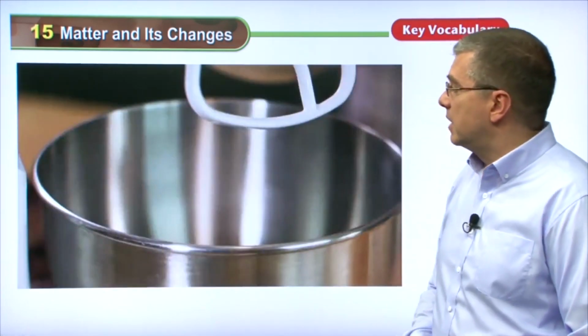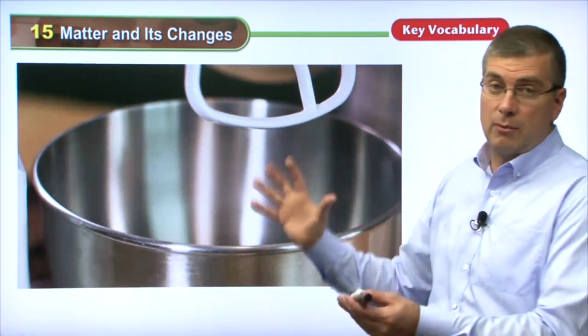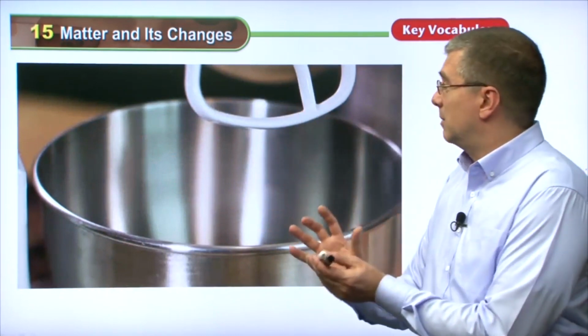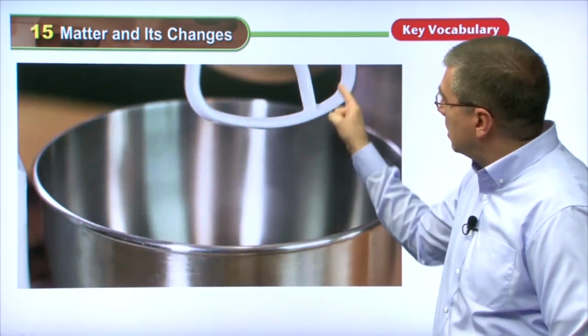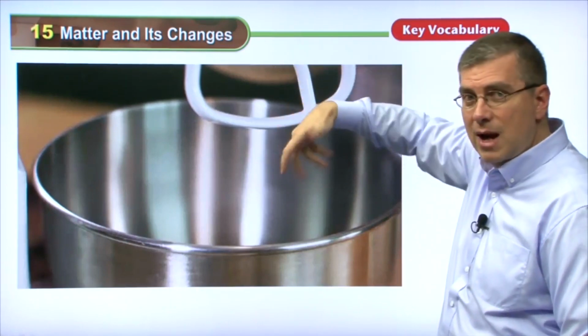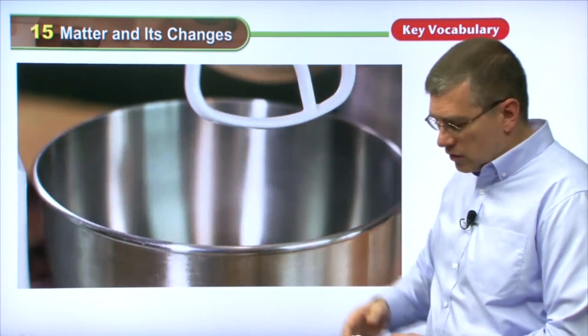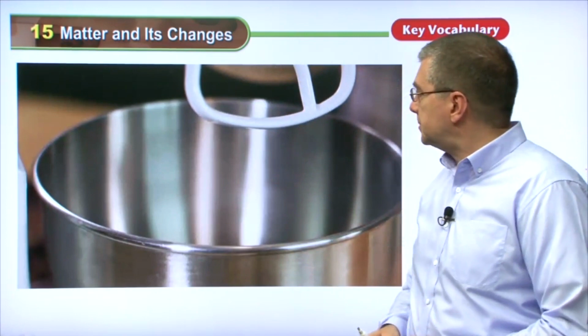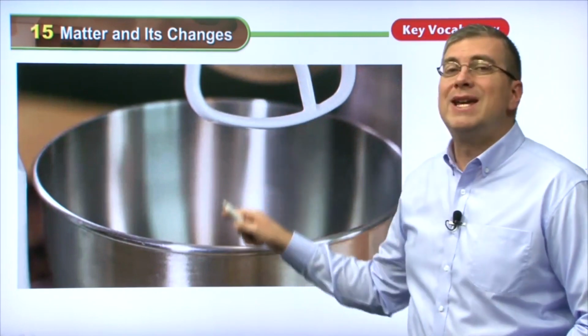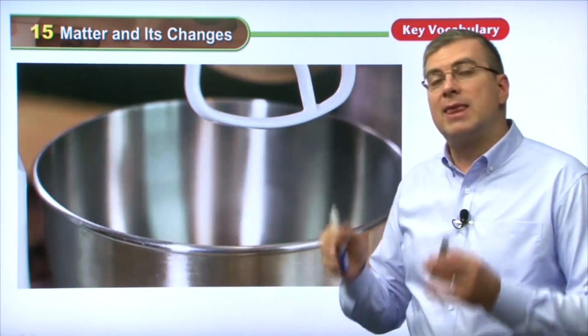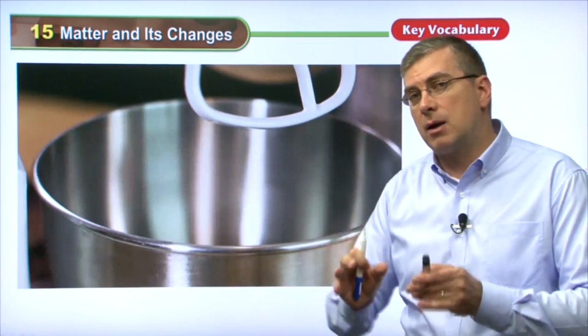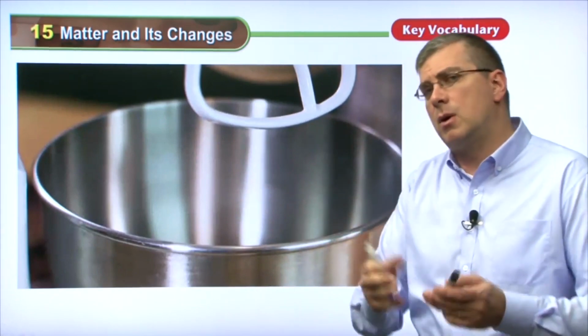In this case, we have a bowl, right? You need to have a bowl to contain the matter that you're going to mix together. And this part here looks like the mixer that's going to turn around and mix the ingredients. They're going to put ingredients into this bowl, and the ingredients are the matter that is going to be mixed together. So what are the ingredients?